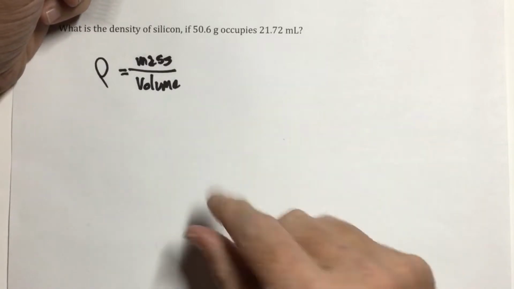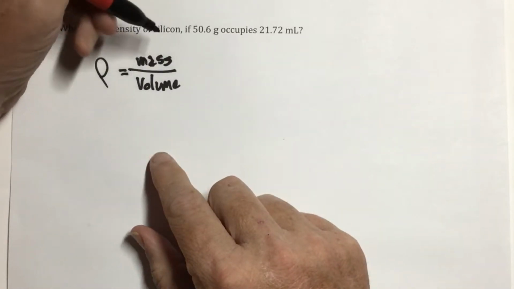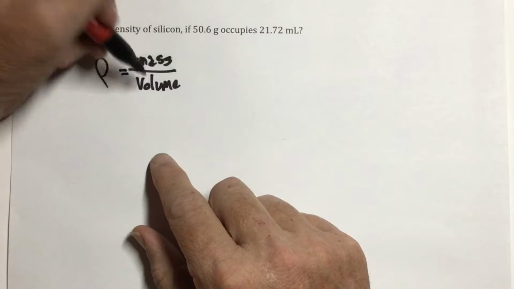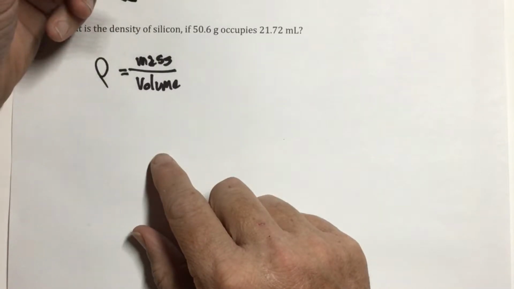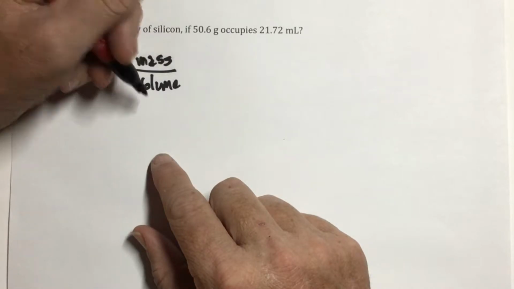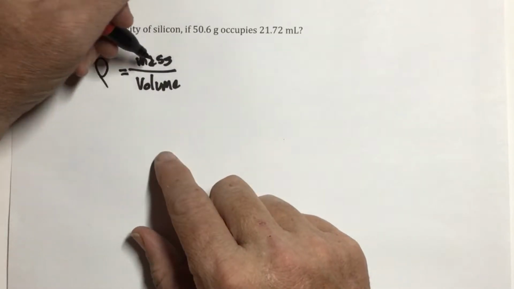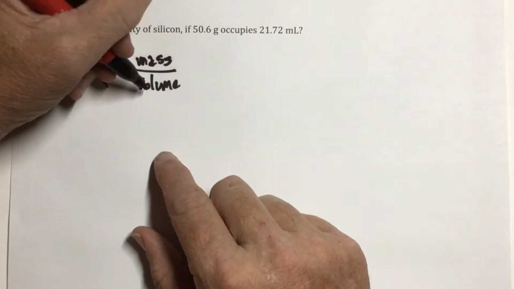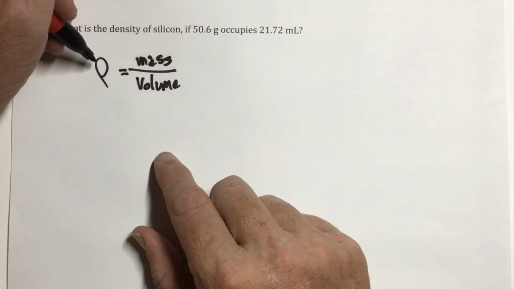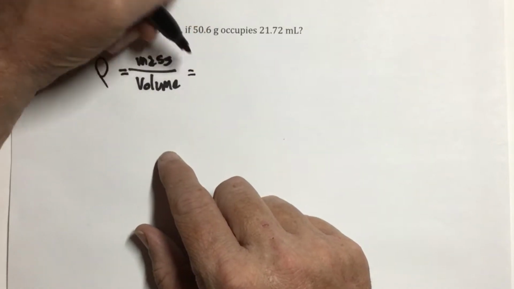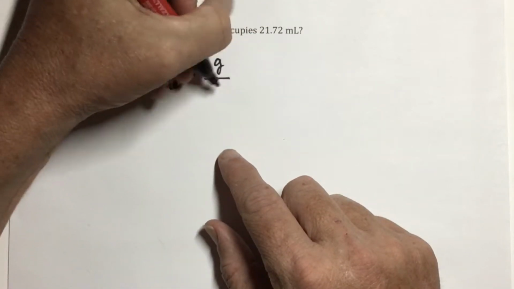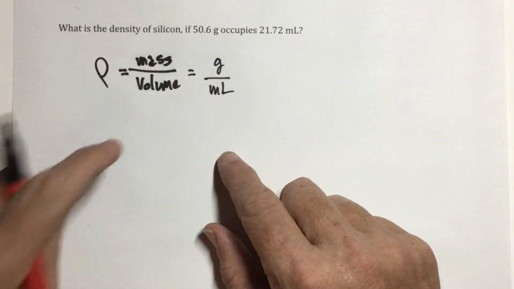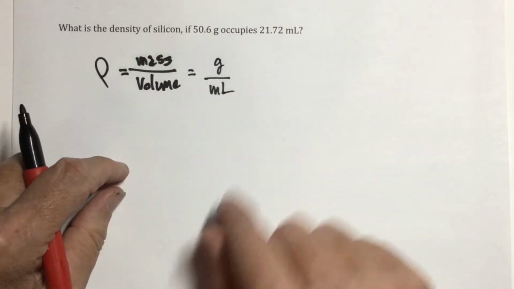So if I know an object's mass and its volume, I can calculate its density. Now, density can be measured in any number of units. It can be measured in grams per milliliter, in kilograms per liter, or in pounds per cubic feet. As long as you have some measurement of mass divided by some measurement of volume, that will give us density. But typically, density is measured in grams per milliliter. And that's what we use for this right here.